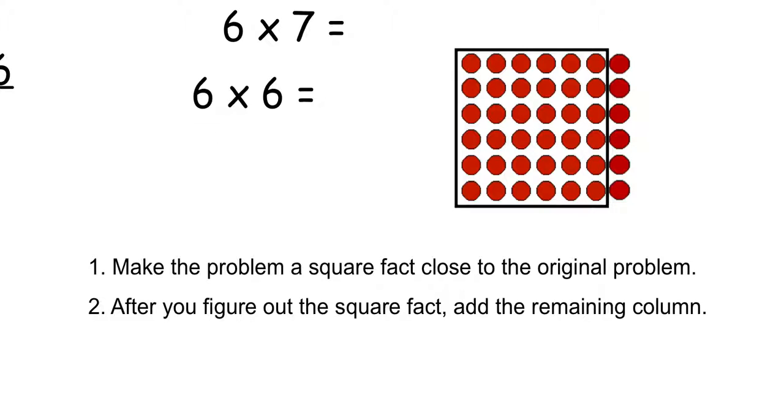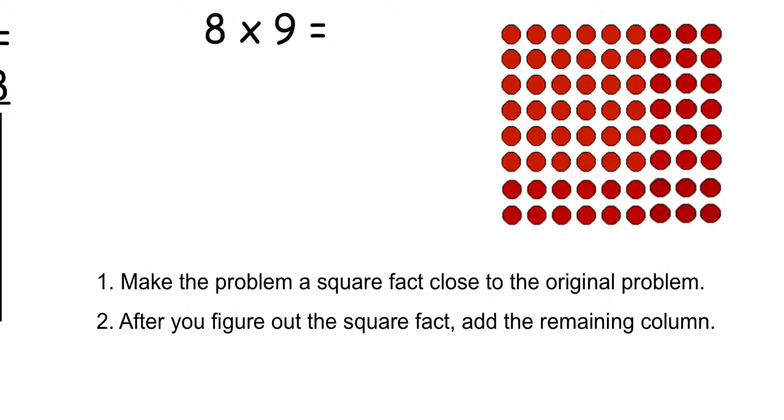that you're not using right away, but after you figure out that this is 36, you figure out the square, then you want to bring that extra 6 in there, and you add that to the square. So that's what the second rule is. After you figure out the square fact, add the remaining column, and that's what that remaining column is.